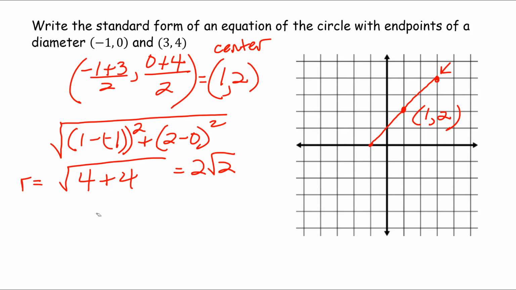And so to write the equation in standard form, we're just going to write that x minus h. So the center has an x coordinate of 1, so x minus 1 quantity squared. And then y minus k, the k for our center is 2, so y minus 2 squared, and then r is 2 square root of 2. And if we square that, we're going to have 8.